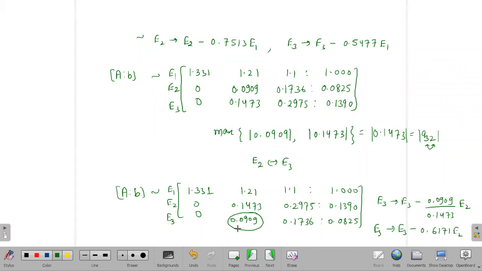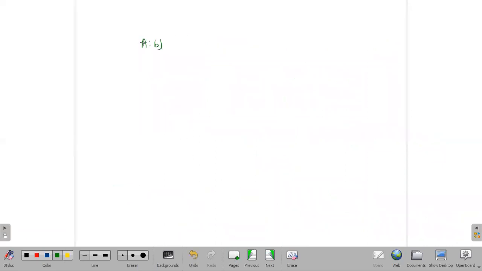So I will get this as a 0, and apply this operation on this number. It will be 0.1736 minus 0.6171 into this number. And here you replace it with 0.0825 minus this number into 0.1390. So after applying this operation, you will get 1.331, 1.21, 1.1, and 1 here, then 0, 0.